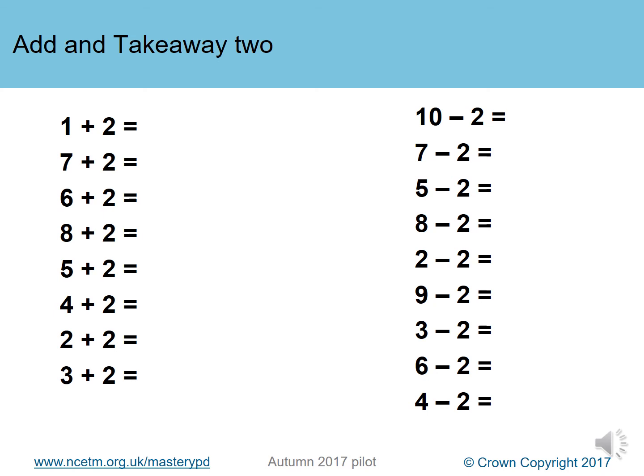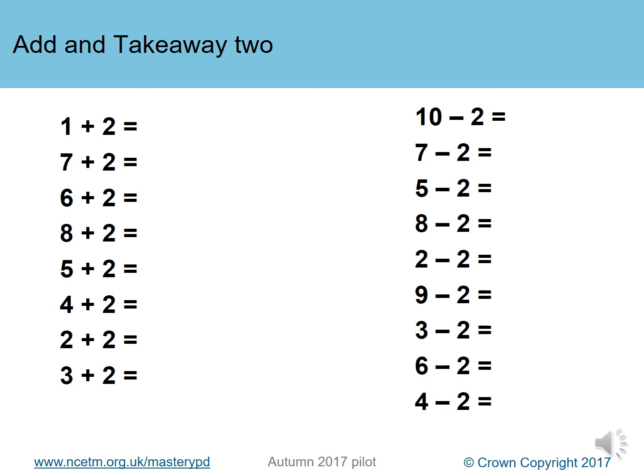So what I want you to do now is look at these 2 columns. The first column is addition, adding 2, and the second column is taking away 2, subtraction. It's all answers that I want today. There's no extra challenge where I've taken out the number centres. It's all answers, so it's either adding 2 or taking away 2.